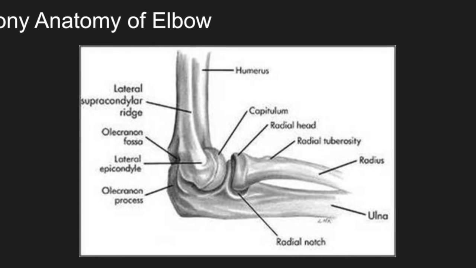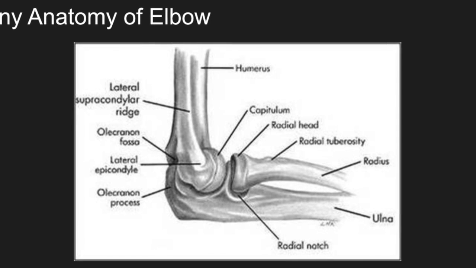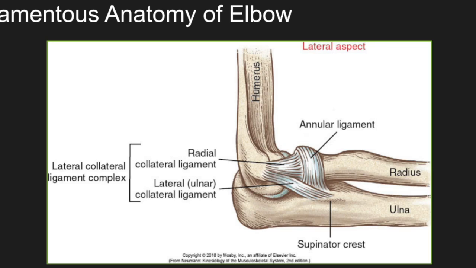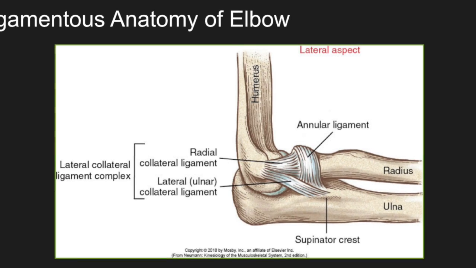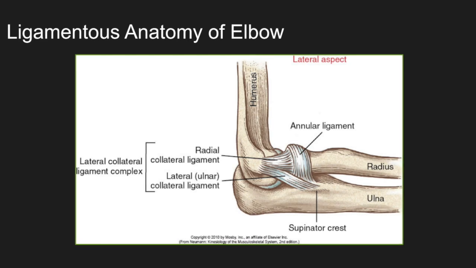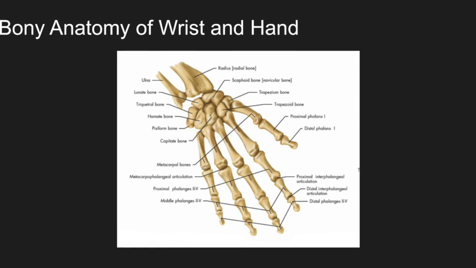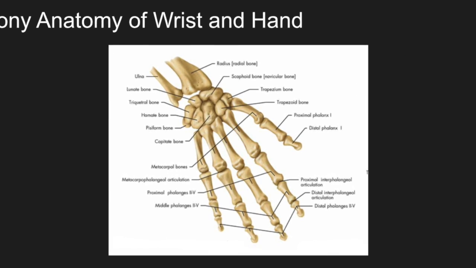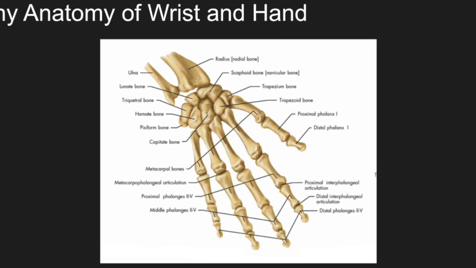radial head, radial tuberosity, radius, ulna, and the radial notch. The ligamentous anatomy of the elbow includes the radial collateral ligament, the ulnar collateral ligament, and the annular ligament. The anatomy of the wrist and hand includes the ulna, the radius, the carpals, the metacarpals, and the phalanges.